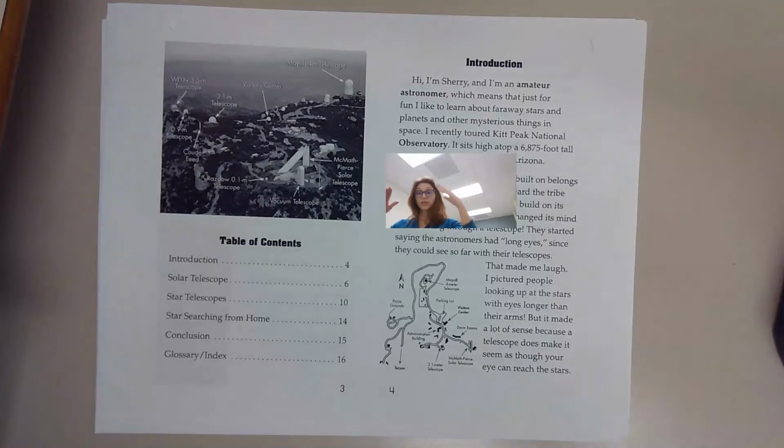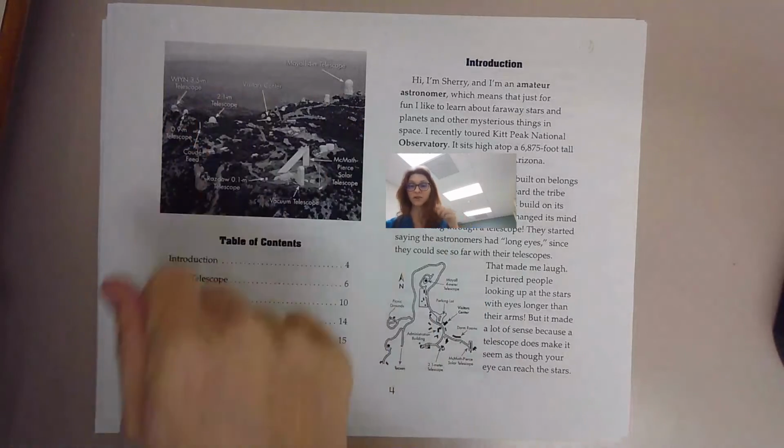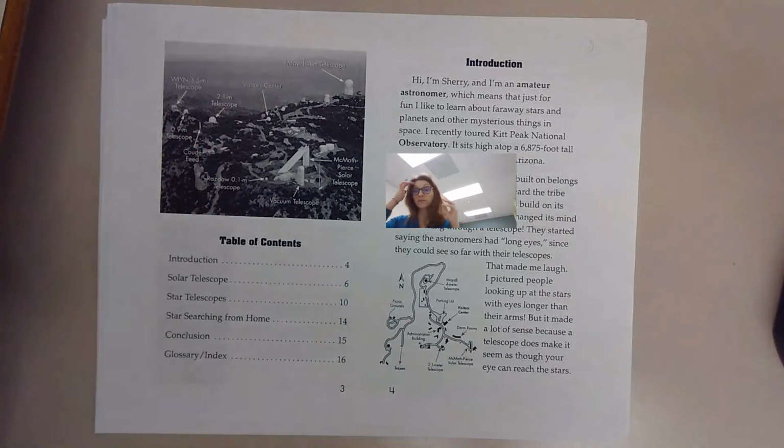Okay, so it is on top of a mountain, way up high, and they've put all these telescopes there, and it's an observatory. To observe means to look at things, to watch things, so it's an observatory where we're watching the sky and our solar system.